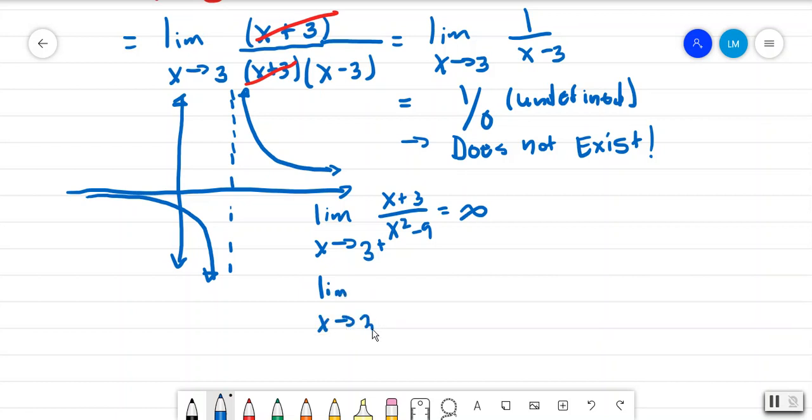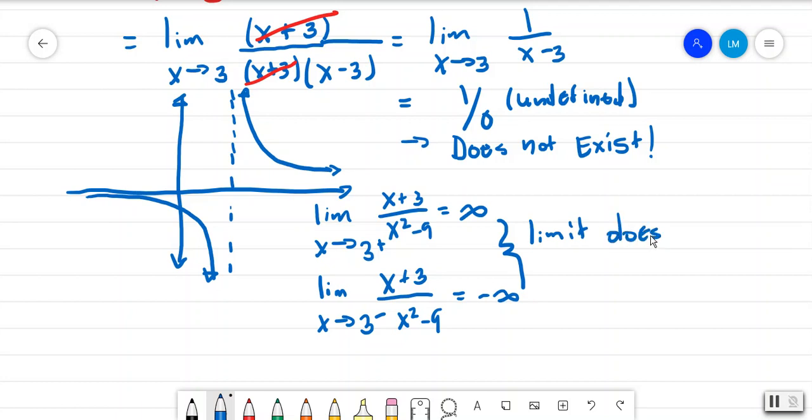So if we look at 3 from the left side also, what you'll find is that the function goes to minus infinity. So they're both going to non-real numbers. What that means is that this limit does not exist. So essentially I get the same thing, but at least it's a different way that you can look at it.